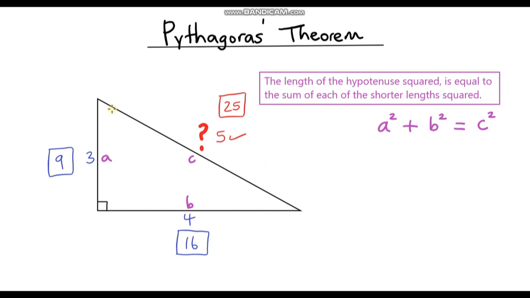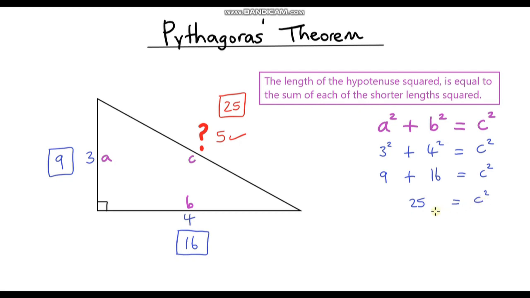Now I prefer going through it visually, but let's go through the formula anyway. Let's just substitute in the values we've got for A and B. For A, we're saying A is 3, so we're going to have 3 squared. And for B, B is 4, so we're going to add on 4 squared, and that's equal to C squared. So 3 squared gives us 9, 4 squared is 16, so we've got 9 plus 16 is equal to C squared, and 9 plus 16 is 25. So we've got 25 is equal to C squared.